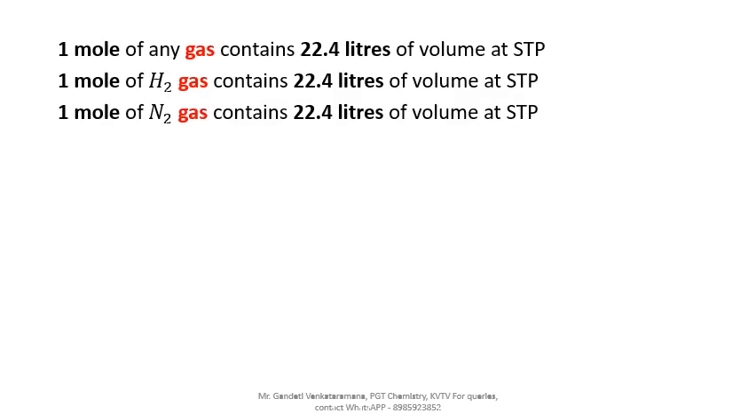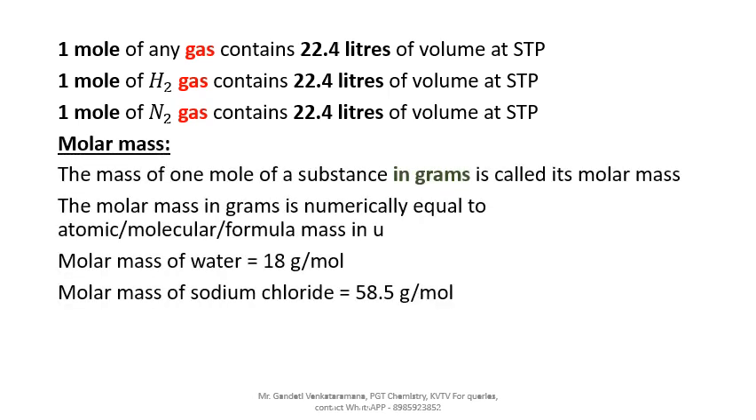Next, 1 mole of any gas contains 22.4 liters of volume at STP. 1 mole of hydrogen gas, H2, is 22.4 liters of volume. 1 mole of nitrogen gas, N2, contains 22.4 liters of volume at STP. Next one, molar mass.